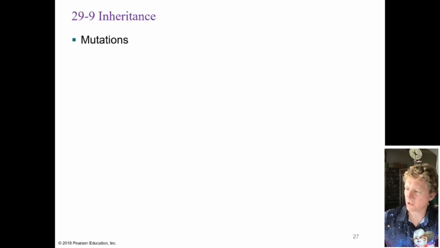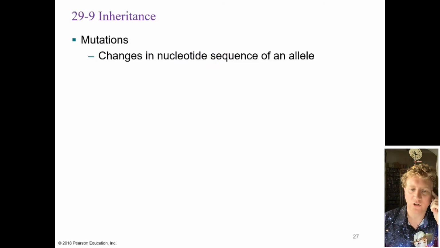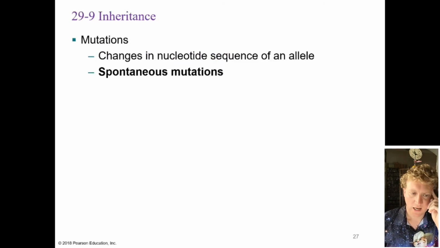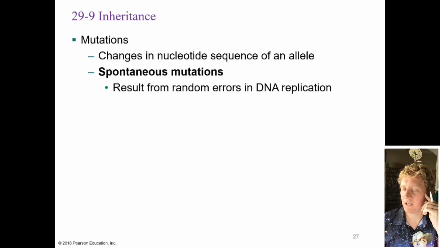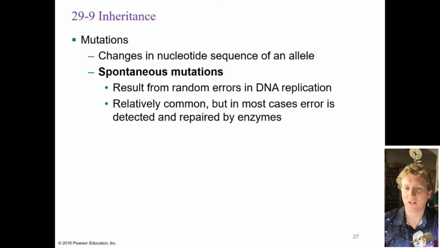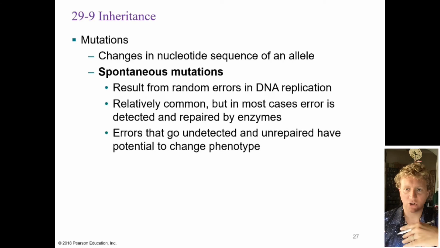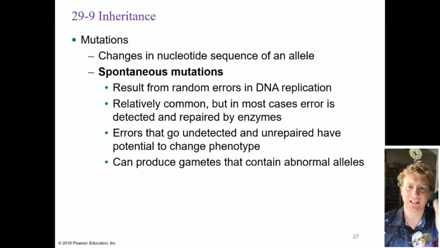You can have mutations. Mutations are changes in the nucleotide sequence of an allele. They can be spontaneous, which are just random errors in DNA replication, because replication's happening literally trillions of times in our lifetime. It's common. Most cases of error are going to be repaired by enzymes in a very elegant process that you can read about later. Errors that go undetected can change the phenotype. A lot of them won't because of built-in redundancies in how we read the code.